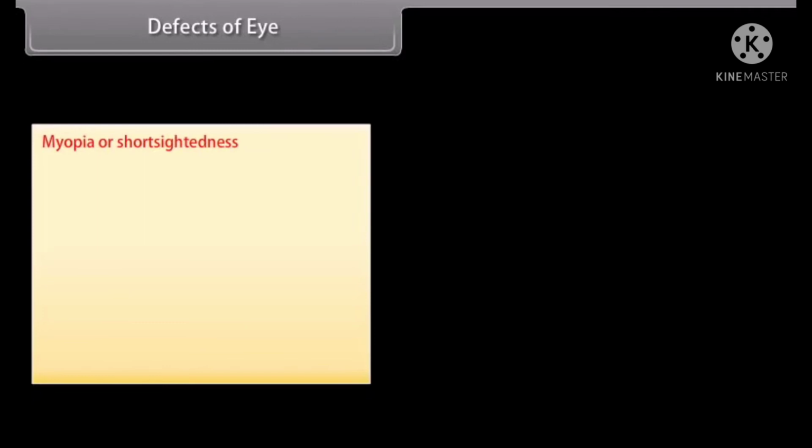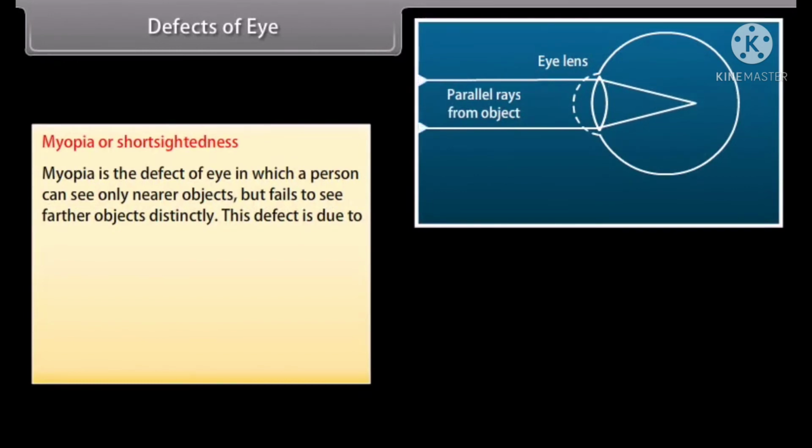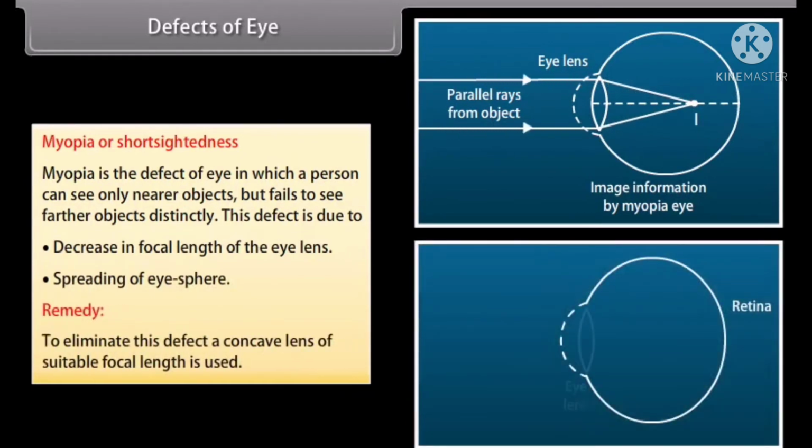Defects of the eye. Myopia or short-sightedness. Myopia is the defect of the eye in which a person can see only nearer objects but fails to see farther objects distinctly. This defect is due to: 1. Decrease in focal length of the eye lens. 2. Elongation of the eyeball. Remedy. To eliminate this defect, a concave lens of suitable focal length is used.